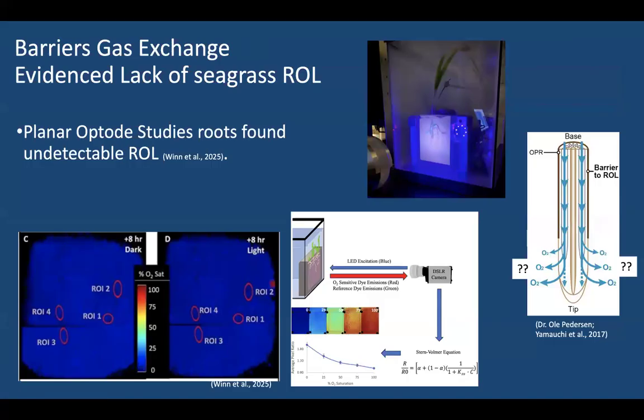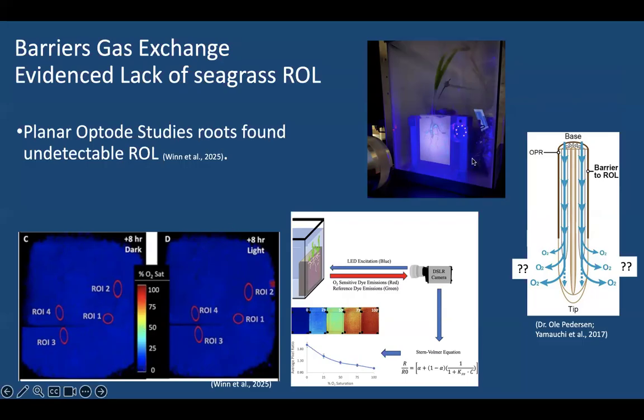So we started looking at whether or not we have oxygen released into the sediment, thinking that that might be affected by salinity or high temperature or other factors. And so we started using these 2D optode sensors to look at oxygen release from the roots. But what was really interesting is we never really found any oxygen released into the roots with these optodes.